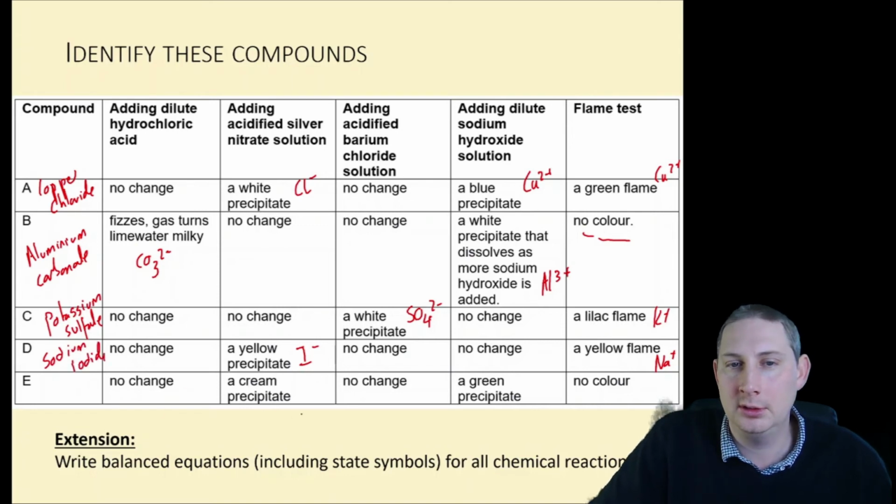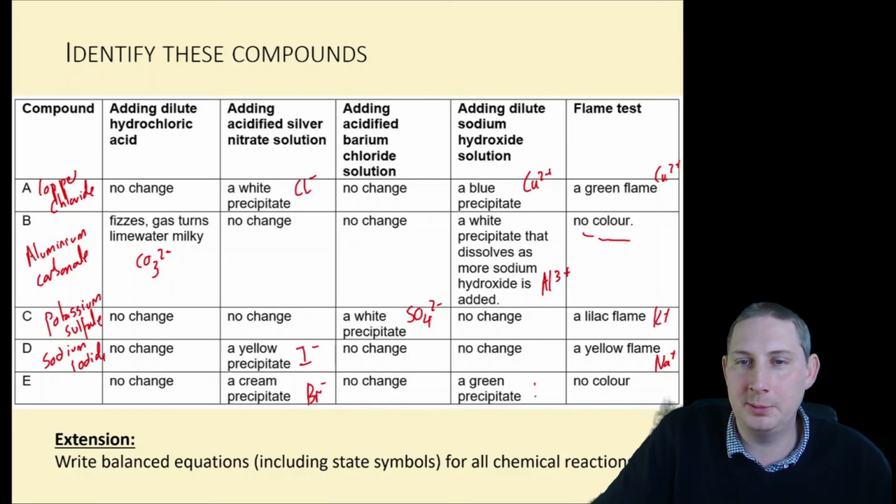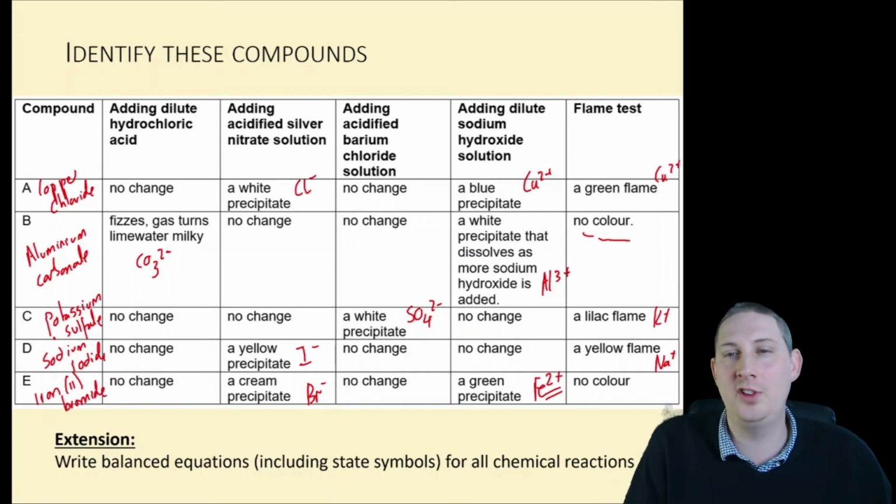A cream precipitate is bromide. A green precipitate is iron 2 plus. You must be specific. Iron 2 plus. And E therefore is iron 2, and you must say that, bromide. And again, if you got all 5 of those correct, very well done.